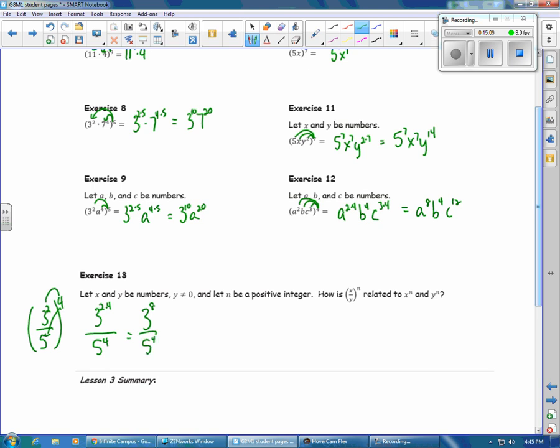Now, because our bases are different here, we can't simplify any further. That would be as far as we could go. And 3 and 5 are both prime numbers, so it's not like I could break them up.